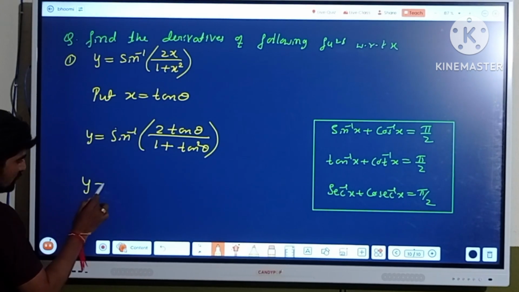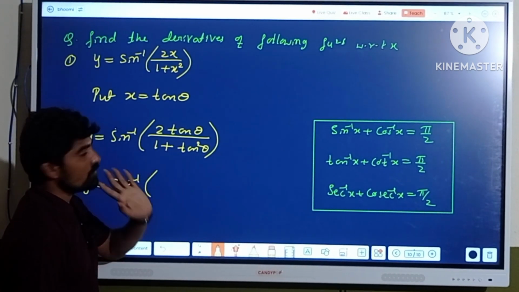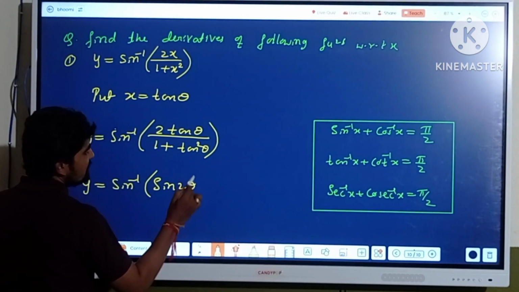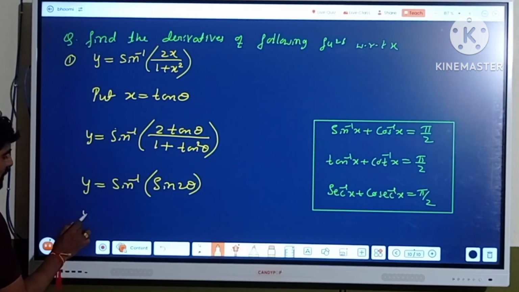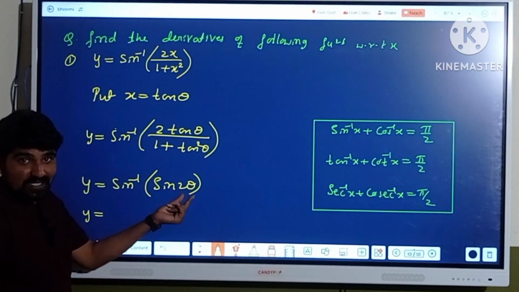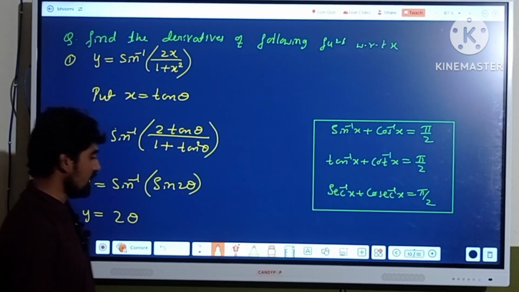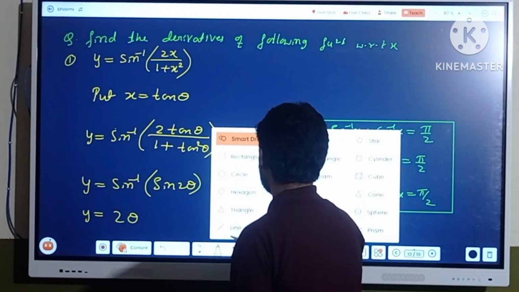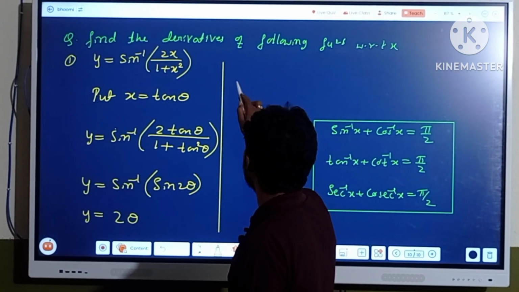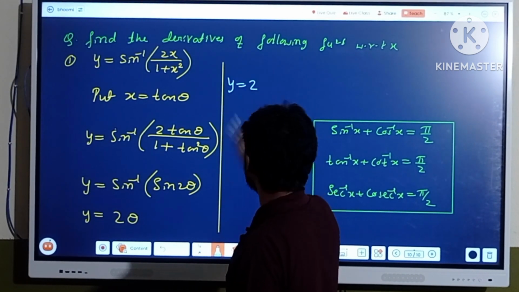Therefore y is equal to sine inverse of 2 tan theta divided by 1 plus tan square theta, which we know is the formula for sine 2 theta. Also, we know the property of inverse trigonometric functions: sine inverse of sine of something is equal to that something. So here the something is 2 theta. Therefore, finally we get y is equal to 2 theta.